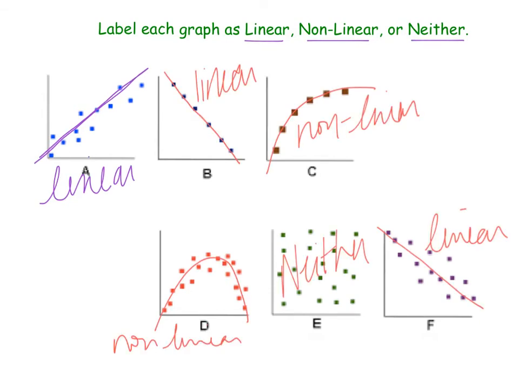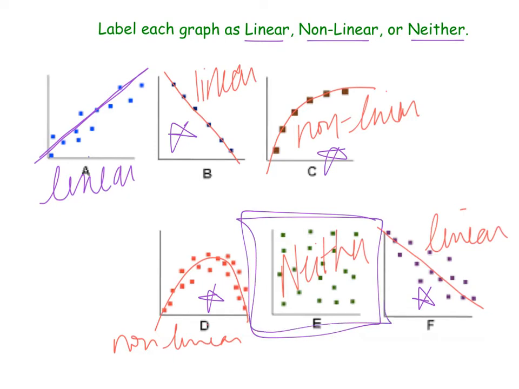And so if you look at my answers, we have B and F were both linear. C and D were nonlinear because they're curved. And then if you look at E, it's neither, because the dots are everywhere. There's no way to figure out if they're upward or downward or whatever. Straight line, curved line. There's no pattern at all, and so that's considered neither.